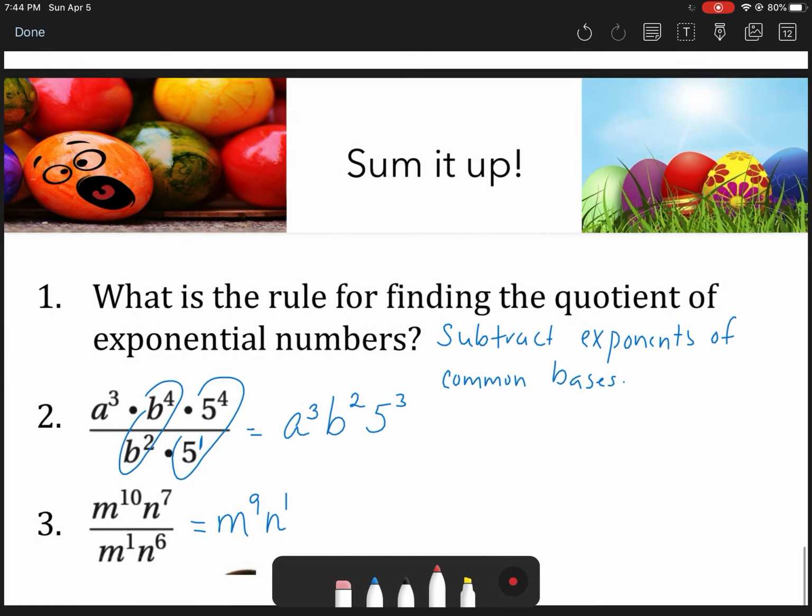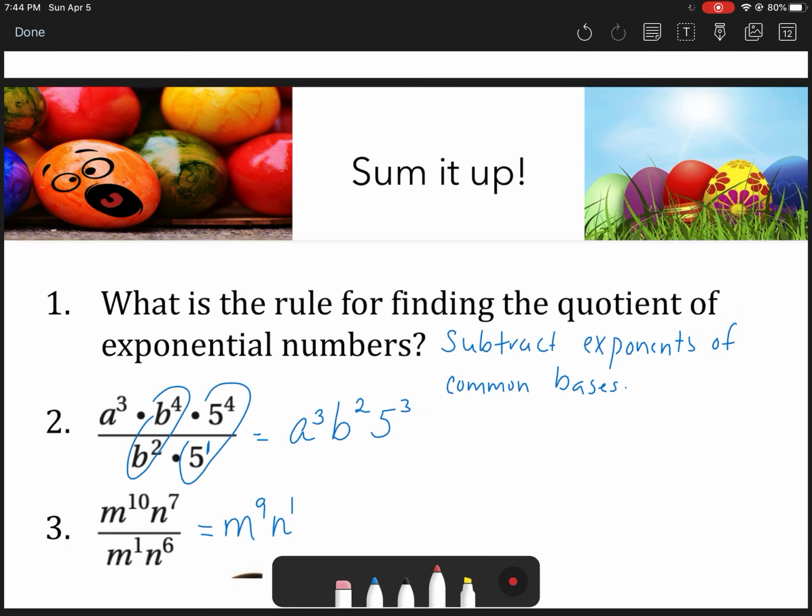And to sum it up: what is the rule for finding the quotient of exponential numbers? Subtract exponents of common bases. For number 2 here, you see that we have a fraction that contains multiplication. It contains 2 different letters and a number base.